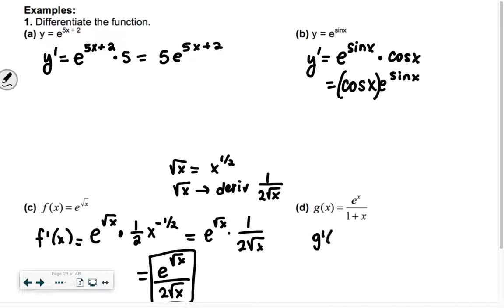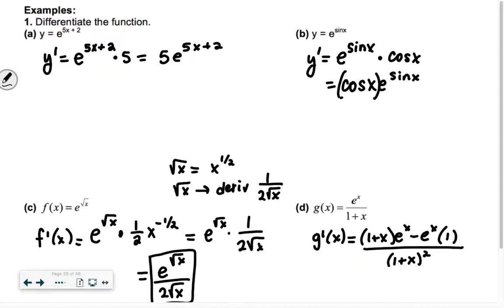All right, the next one, g prime of x. What do you think we use here? Your fave, quotient rule, right? Low d high minus high d low, all over the square of what's below. So I do low is 1 plus x. D high is e to the x, right? The derivative of e to the x is itself. Minus high is e to the x. D low, what's d low? 1, all over the square of what's below, 1 plus x squared.